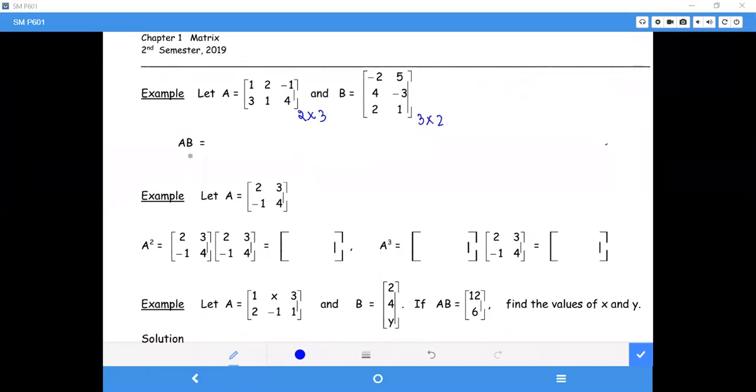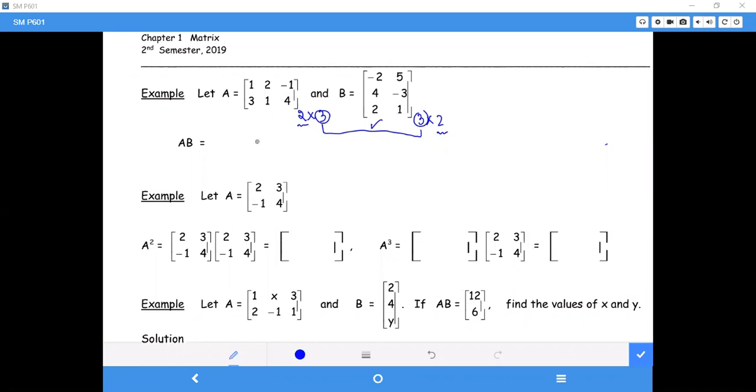And then you want to find A times B. Check it out. These two numbers are the same. You can multiply them. And then the size of your answer will be this number and that number. It's 2 by 2.